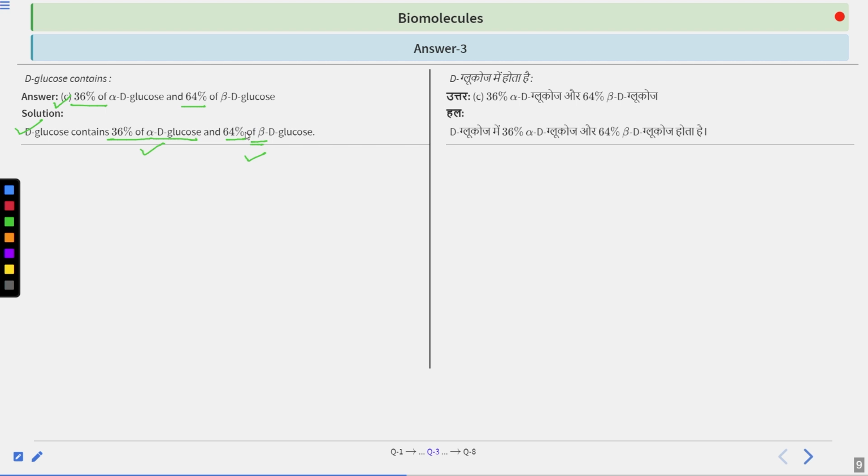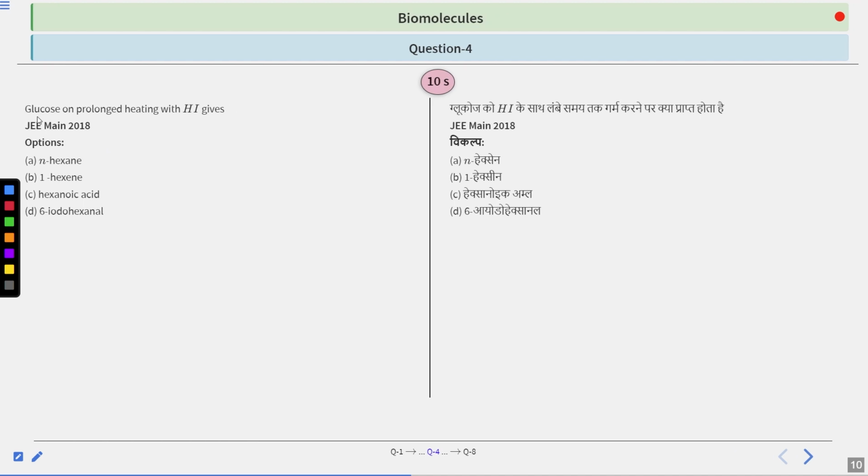Okay, let's move on to the next question. Glucose on prolonged heating with HI gives. So if you heat the glucose with HI for a long time, what will you get? Options are n-hexane, 1-hexene, hexanoic acid, or 6-iodohexanol. You have 10 seconds to think about this question. After that, we will see the correct answer.